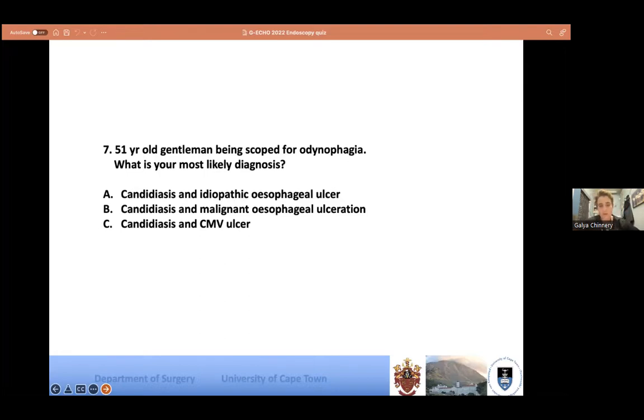So this was CMV. You biopsy the edge of that ulcer to get your pathologist to assist you. And then the clue was obviously the candida proximally in a patient with some immunocompromised issues. So yes, CMV ulcer, good.